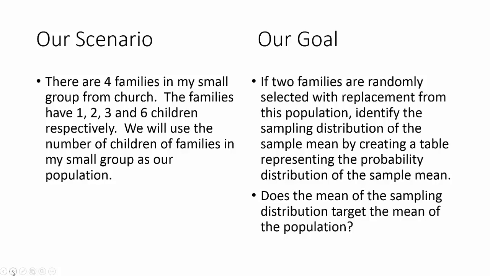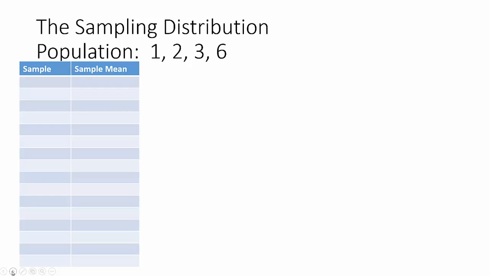So that task seems overwhelming because the language is so complex. Let's take a look at what we need to do. We want to create the sampling distribution. We have our population, 1, 2, 3, or 6 children. Our sample size from the previous slide we were told was 2. That literally means we're going to pull 2 families from our population. We're going to pull them with replacement, so we could get the exact same family twice.